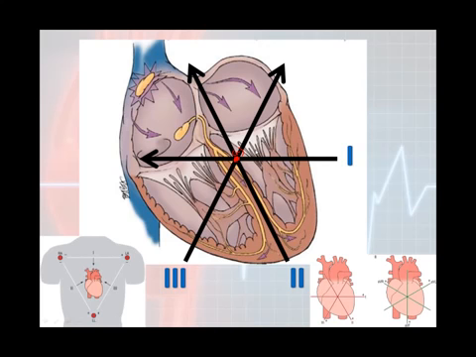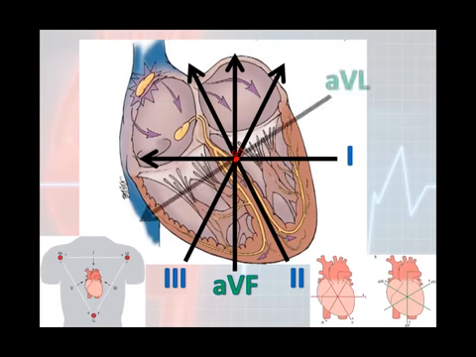Now, AVF, if you remember, looks directly up from the bottom through the central terminal. So this is where we get our three views of leads 1, 2, 3, and AVF. AVL is starting at the left arm and actually going through the central terminal as well. And of course, if we put AVR up on the right arm, it will also look through the central terminal. Now we actually have all the leads of our hexaxial plane all intersecting through the heart at the central terminal. And this is what we actually see.